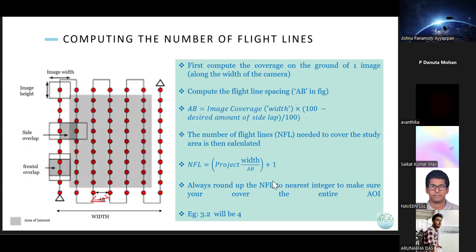Another important takeaway from this slide is to always round up the number of flight lines to the nearest integer to make sure you cover the entire AOI. Suppose when you do the calculation you get a number of 3.2. You should always round it to 4, because otherwise you might not cover your entire AOI. So it is always advised to take 1 extra.